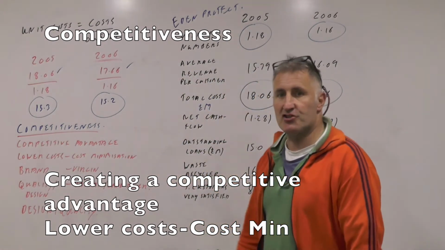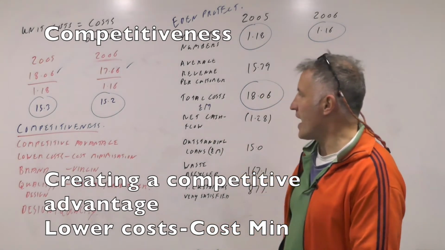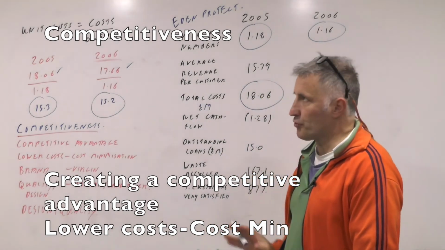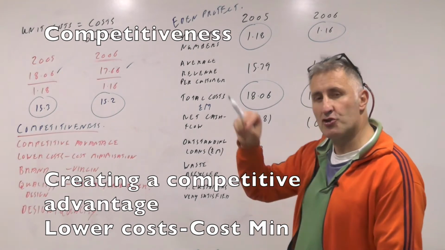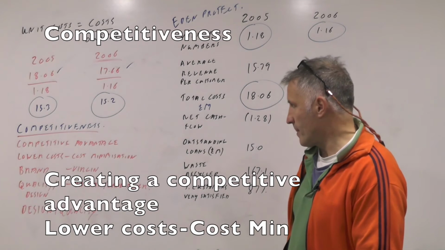Okay, so that's unit cost. So previously we looked at capacity utilization. Now we've looked at unit costs, and obviously you want your capacity utilization to be high because then your fixed cost per unit falls, and you want your unit cost to be low.